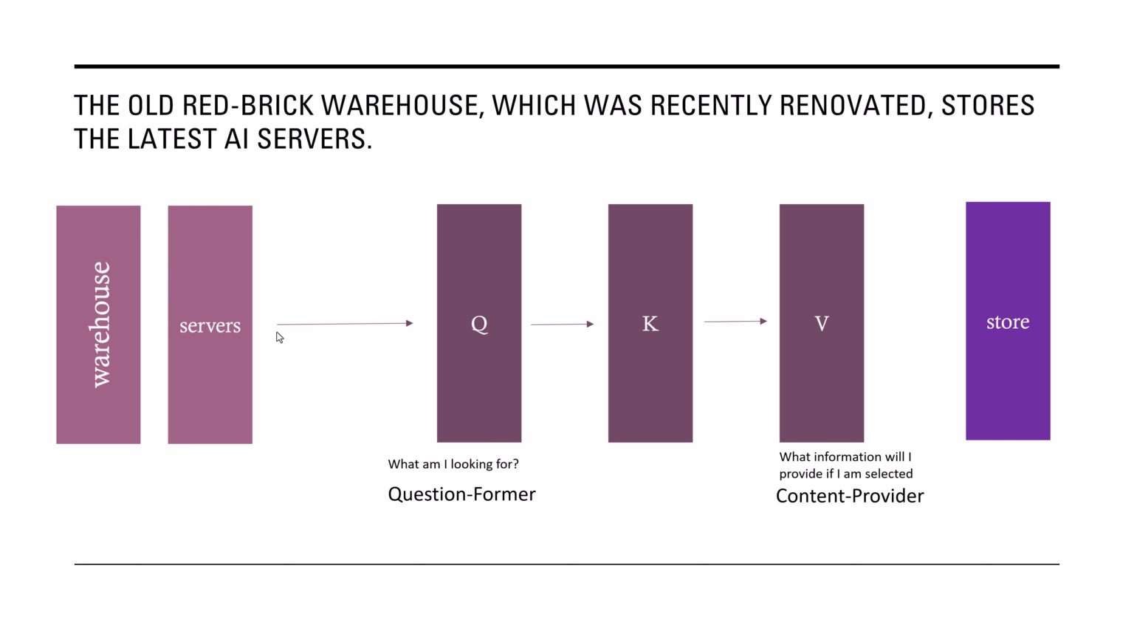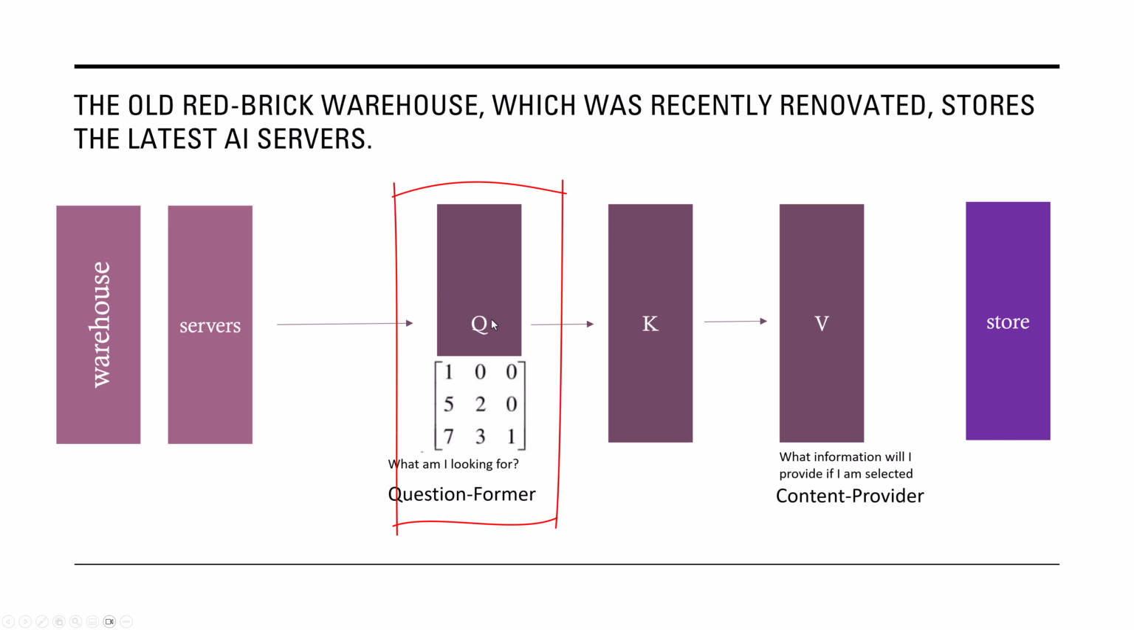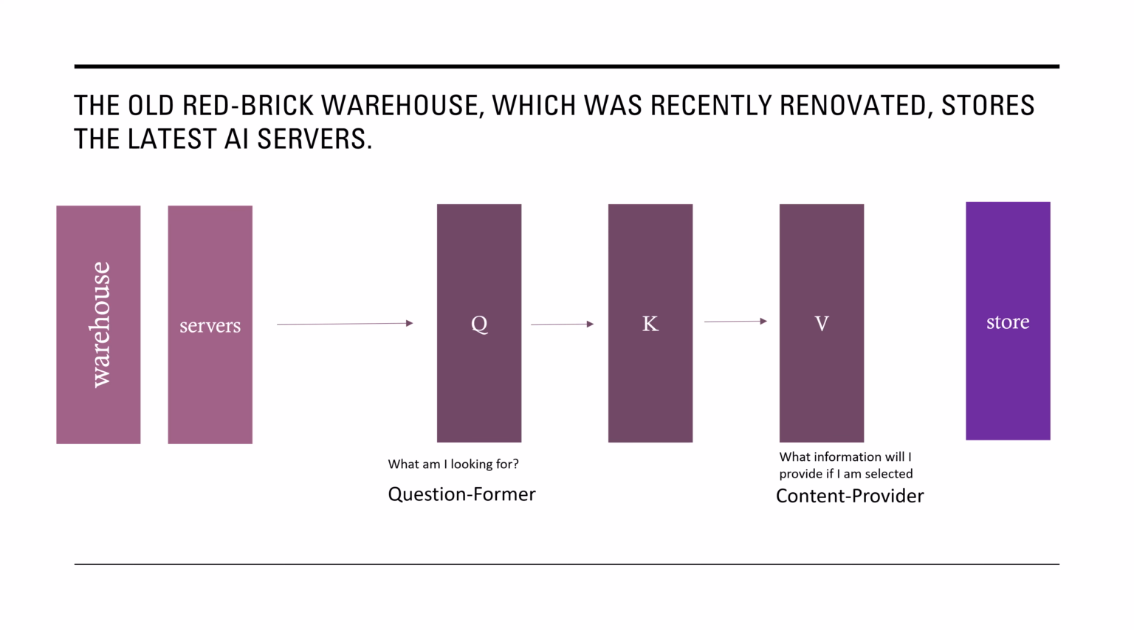So the model now processes the word stores. Its initial embedding is fed into the Q projection layer here. The Q projection layer is a matrix of weights. Think of it as a question former, a role specification matrix. It takes the general meaning of store and transforms it into a specific query vector for the exact context.